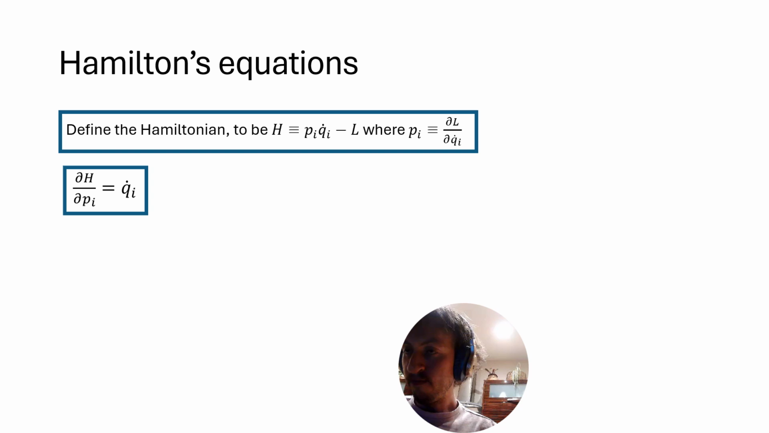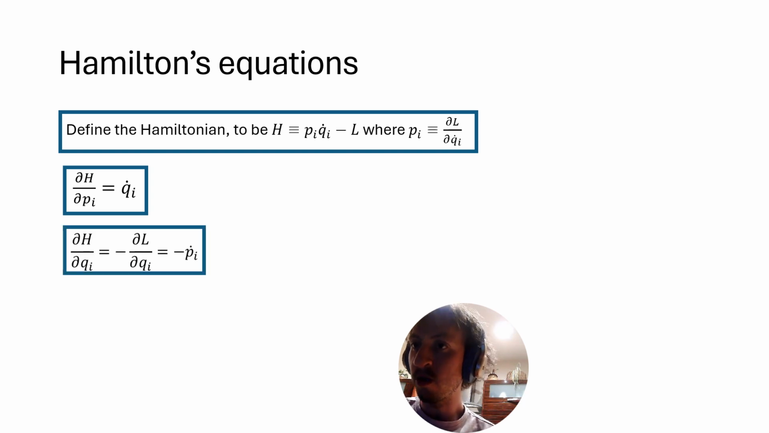Now the second term is going to depend on how the Lagrangian varies with generalised momentum or conjugate momentum. But we've assumed that the Lagrangian is a function of q and q dot only, not a function of generalised momentum, and therefore the partial derivative of L with respect to generalised momentum will be 0. And therefore all we're left with as our first equation, the partial derivative of the Hamiltonian with respect to conjugate momentum, is just generalised velocity.